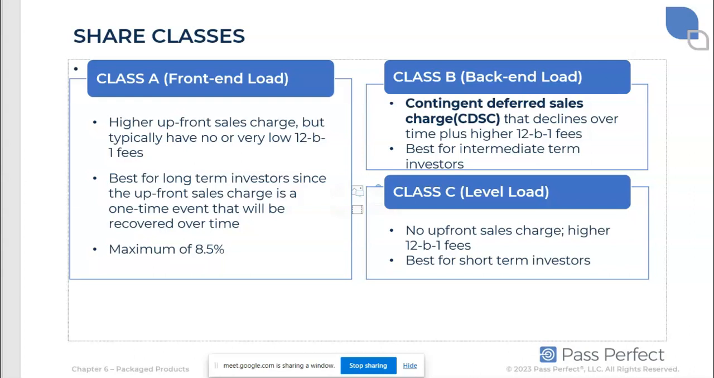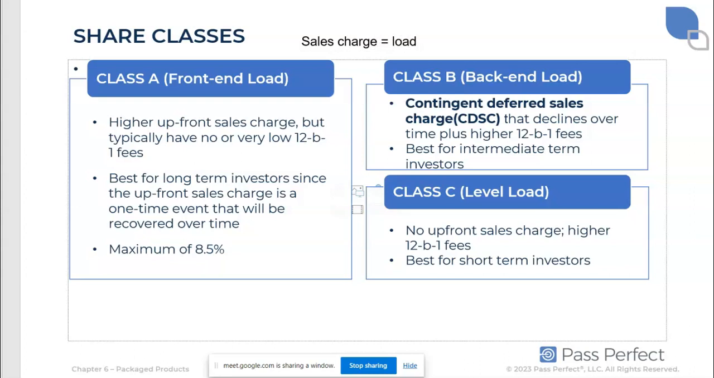Now, the classic kind, in fact, before they made any other types of share classes, there was just one class, but now they call them Class A shares. That has the front end sales charge or front end load. Remember that the words load and sales charge mean the same thing. Sales charge equals load, right? They're just synonyms.